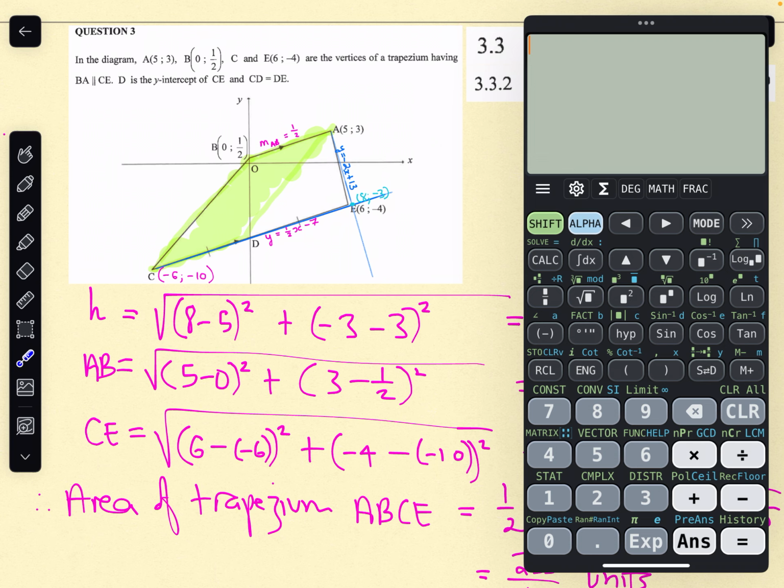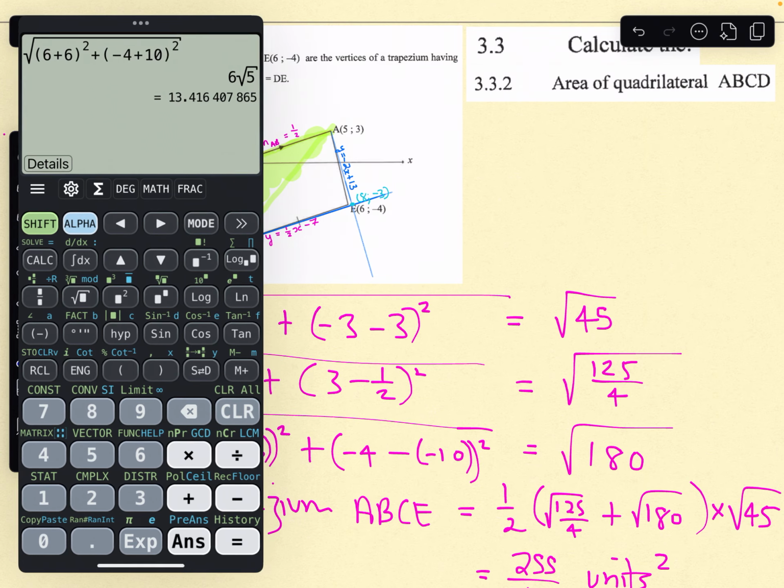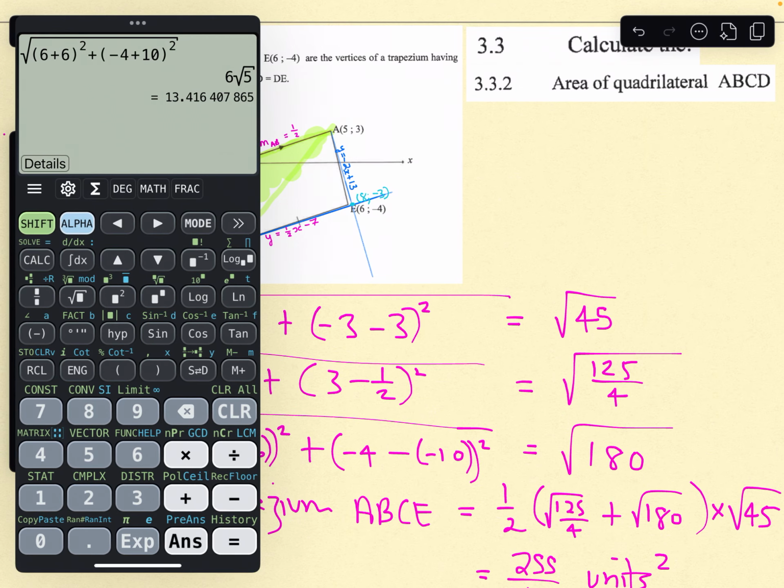So that was going to be 6 minus 6 plus minus 4 minus 10 squared. So that is 6 root 5. And we just want to confirm that the square root of 180 is indeed the same. Yes, it is 6 root 5.